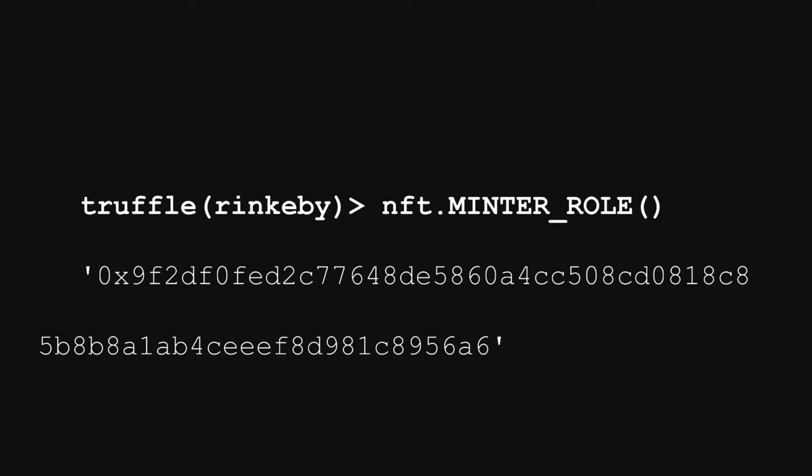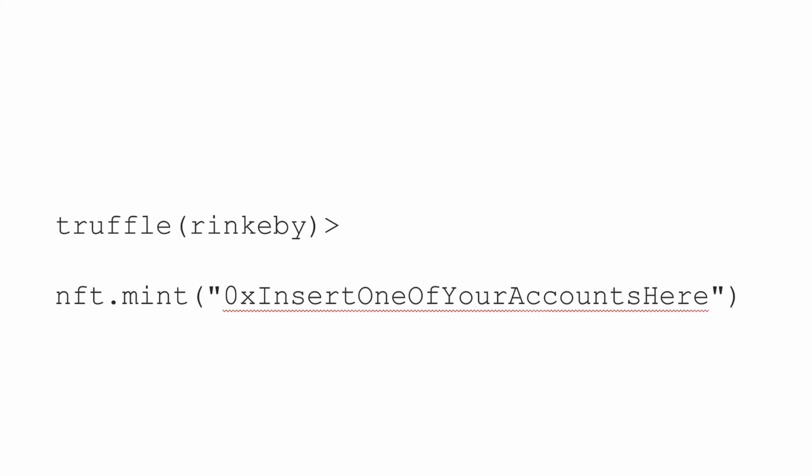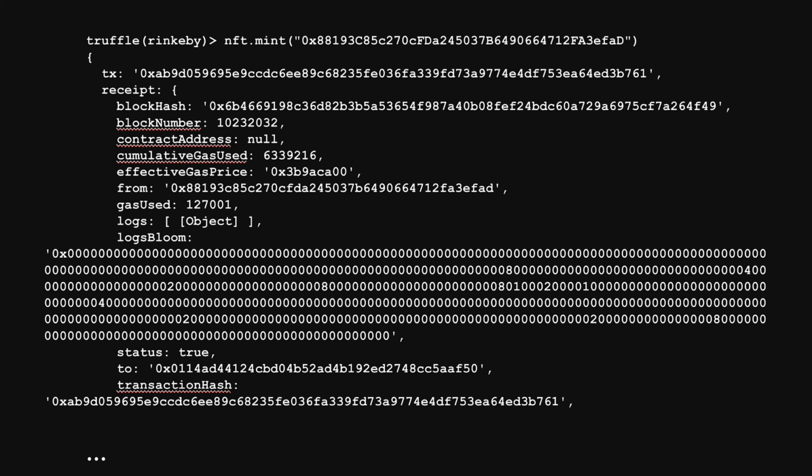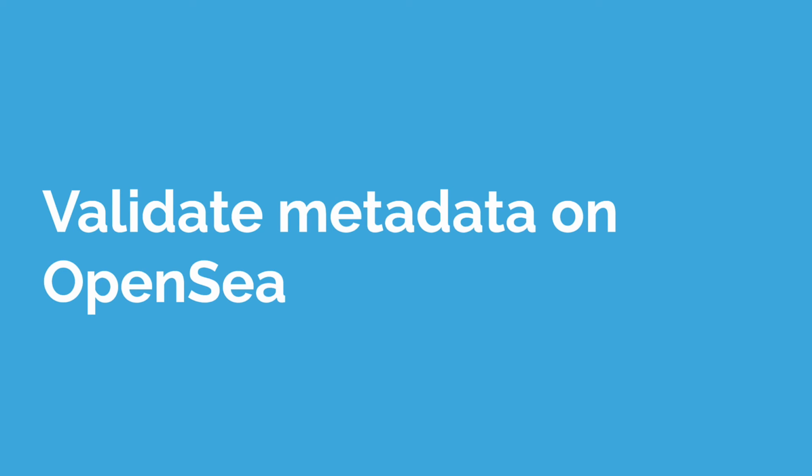You can check which account has the minter role, and this will likely be one that's not in your MetaMask account, but one from the Truffle console. Then you can mint an NFT to one of your MetaMask accounts, and then your MetaMask account that you pass in will own that new minted NFT. So it's going to mint from the minter role, and it will mint to whatever address you pass in here. All right, so then the result should be the transaction details, the transaction receipt. You can then validate your metadata on OpenSea.